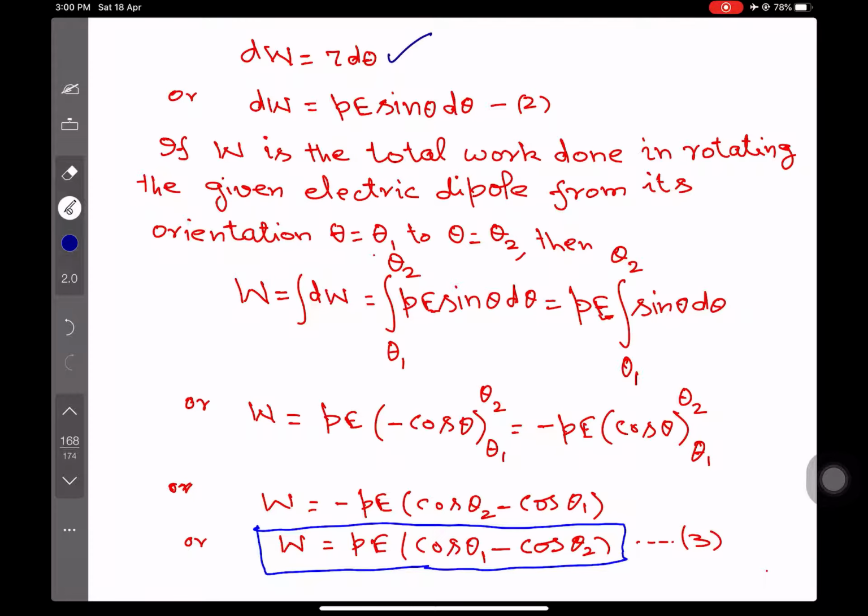ये फार्मूला जो है जैसे लीनियर मोशन में what is work? Work is the product of force and linear displacement or linear distance traveled by the body.